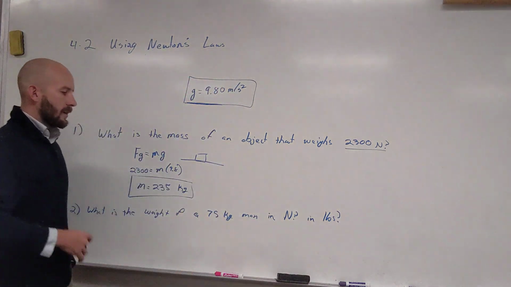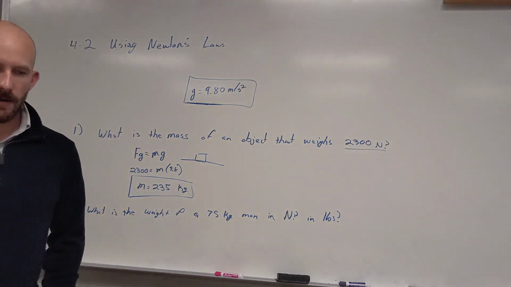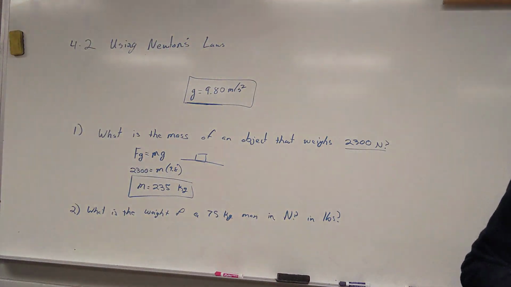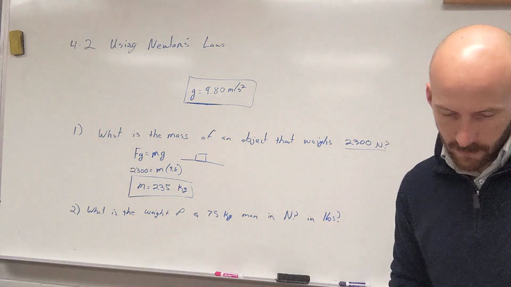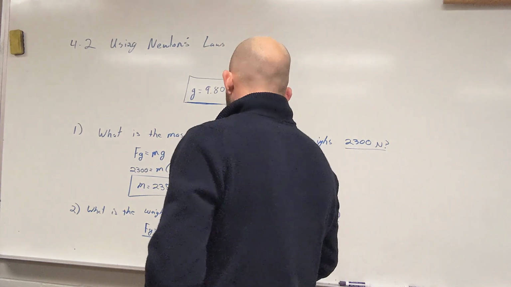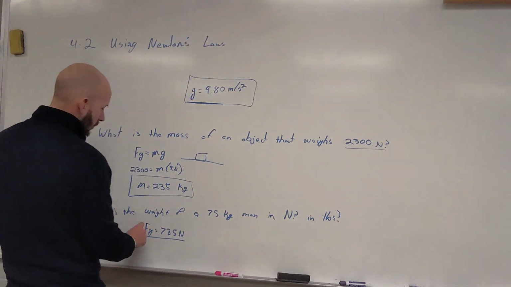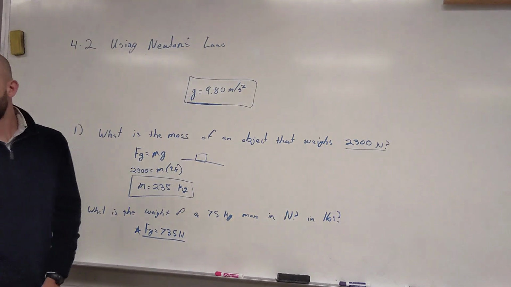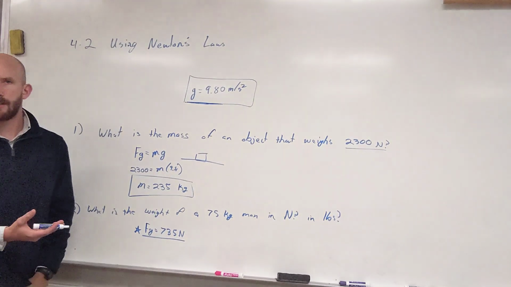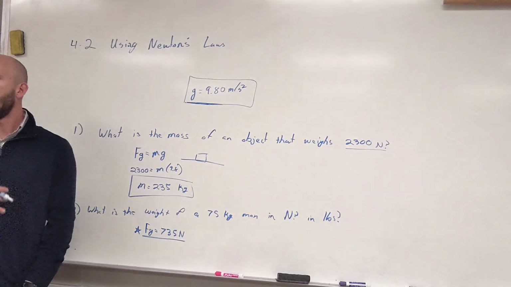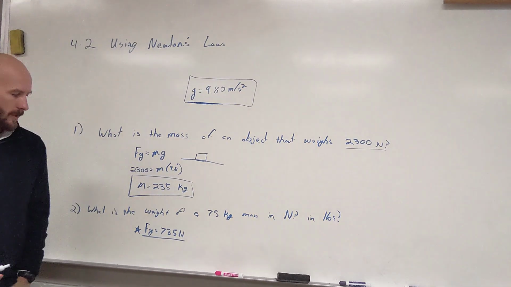So we're going to find the weight of a 75 kilogram man in both newtons and in pounds. It's 735. So anyway, this is how we're going to use weight 99% of the time in physics, because again, this is the SI unit that works with kilograms, meters per second squared, all of our default units.